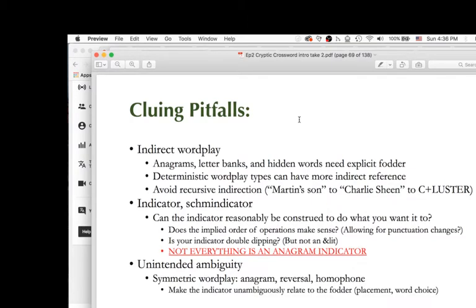So the way to get around that is to make the indicator unambiguously relate to the fodder. The easiest way to do that is by placing the indicator at an extreme end of the clue and not smack dab between the definition and the fodder. Another possibility is to choose a particular indicator which can't really be construed to work the other way. But that can be tricky because sometimes word order is flexible.